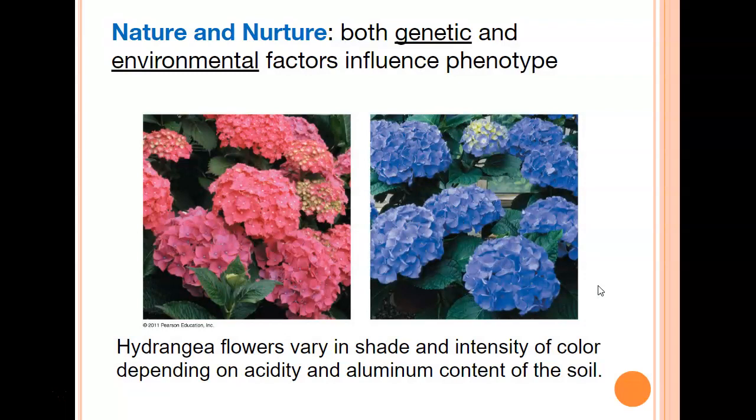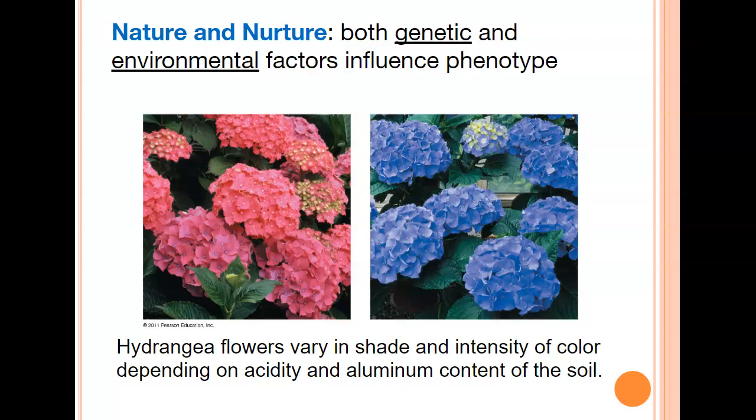Another thing to think about is nature versus nurture. It's kind of weird to think about, but the environment can also influence the phenotype. So your genotype is not the sole determiner of your phenotype. Genetics does play a role, obviously, but there are environmental factors that can influence the way that you look.